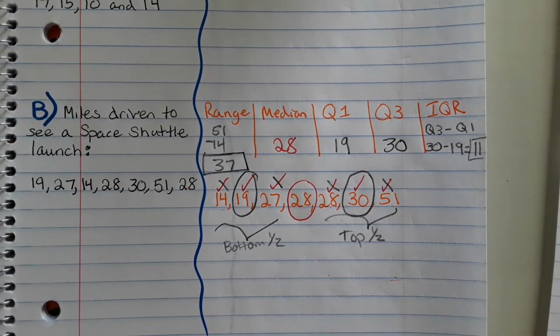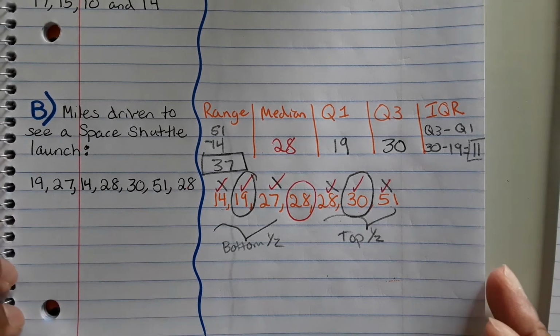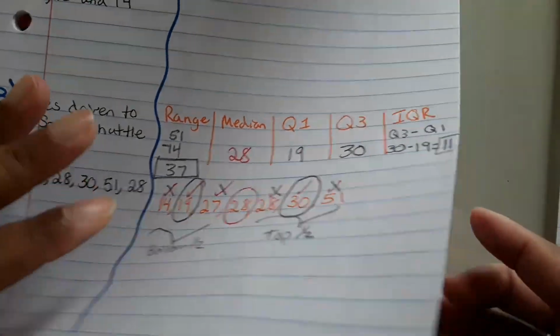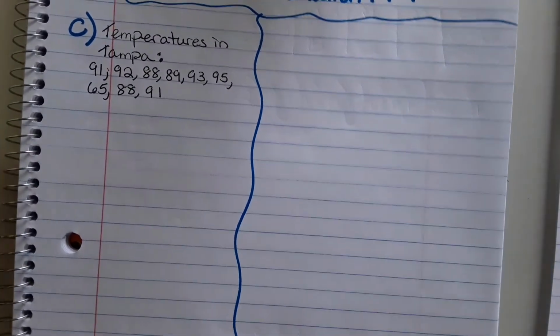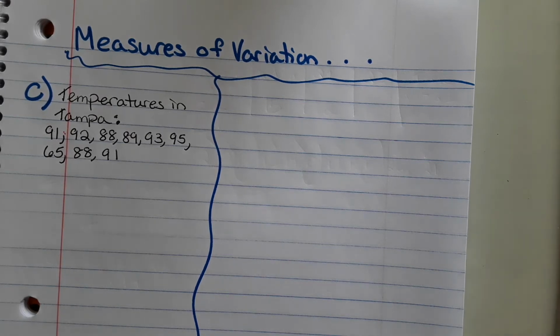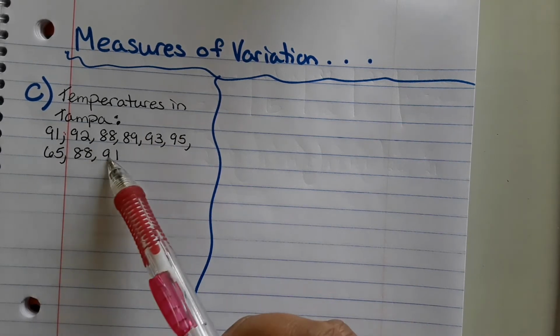All right. We're going to do example C, and then again, part 2 will be how do we find the outliers, if there are outliers. All right, so for part C, we have data coming in the form of the temperatures for the city of Tampa. So this would have been over a, let's see, 1, 2, 3, 4, 5, 6, 7, 8, 9 day span.